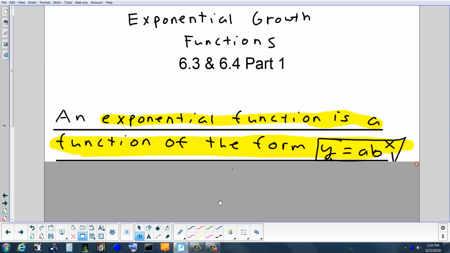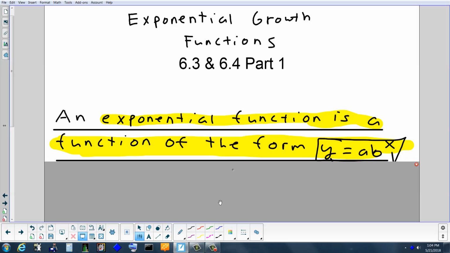Just like we did with linear, someone tell me, what's a linear function? Which equation is going to give us a straight line that we talked about this year? Yes, a linear function is y equals mx plus b. That'll give us a straight line. An exponential is going to be a little bit different.